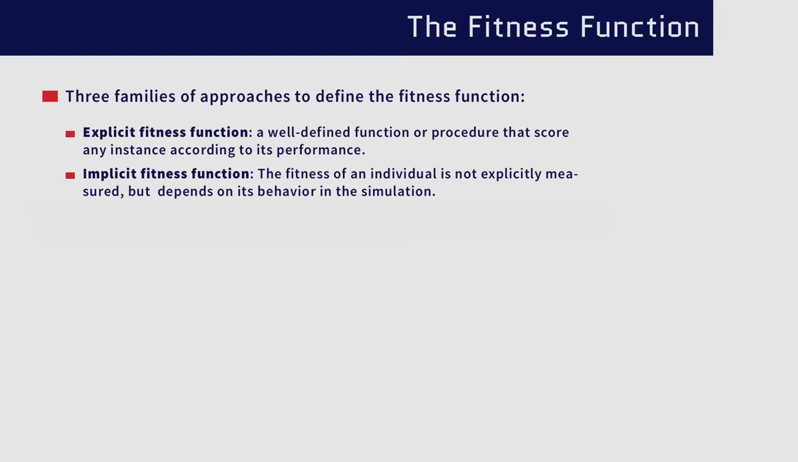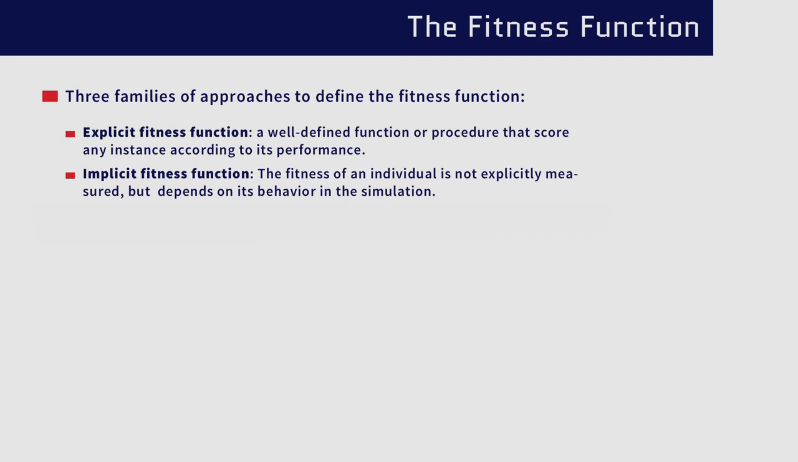The second family of approaches to the fitness function is to use an implicit fitness function. As the name suggests, in that case, there is no actual fitness function. The fitness of an individual is not explicitly measured, but simply depends on its performance in a simulation. Note that nature uses an implicit fitness function. This is the approach that is used when one extends ecosystemic approaches to multi-agent systems with evolutionary computation.